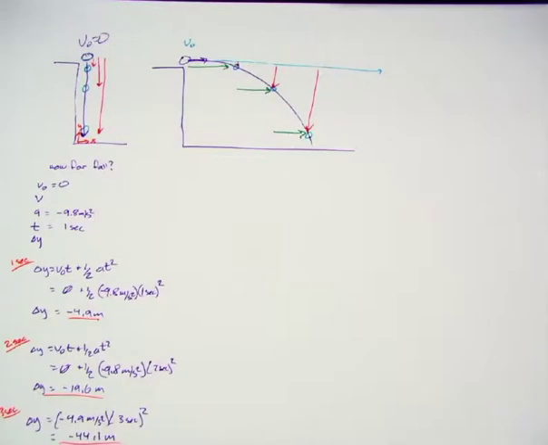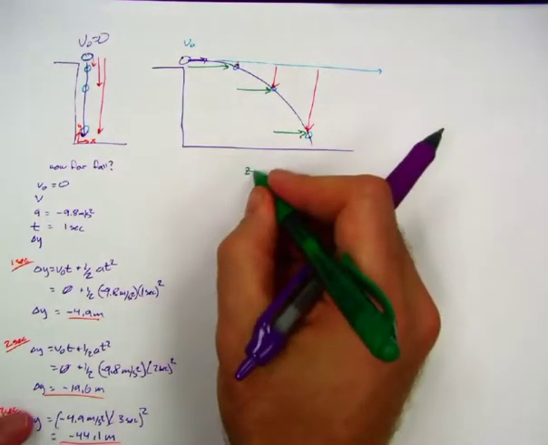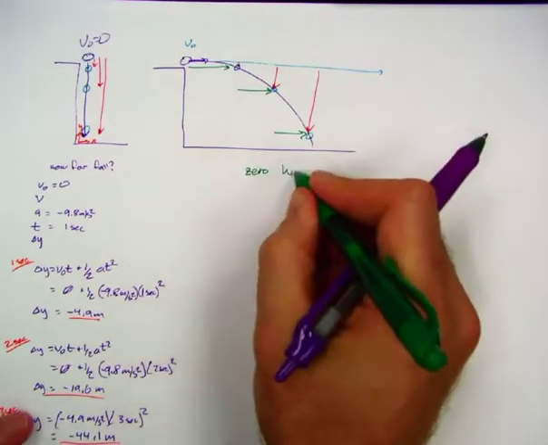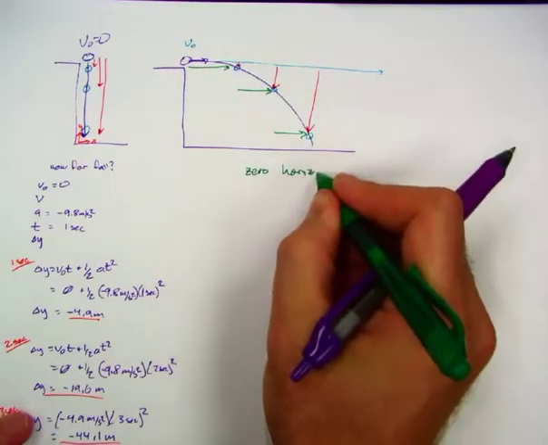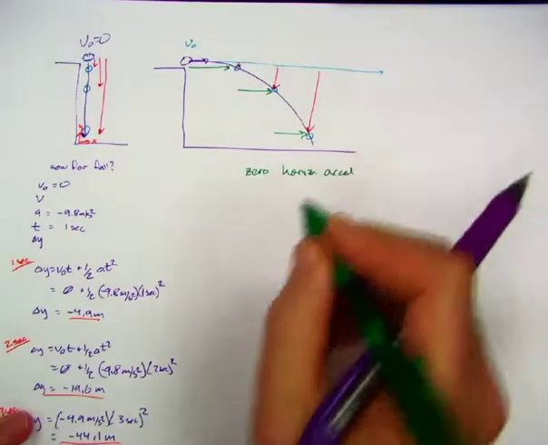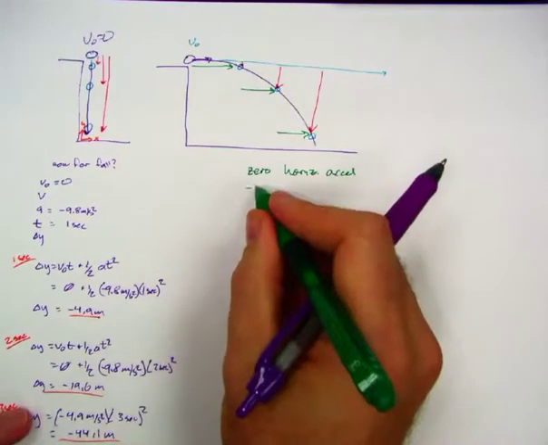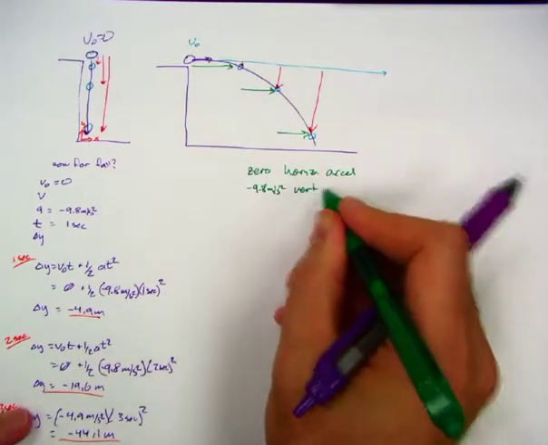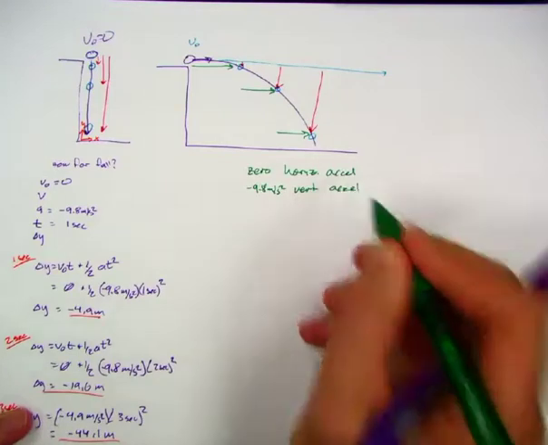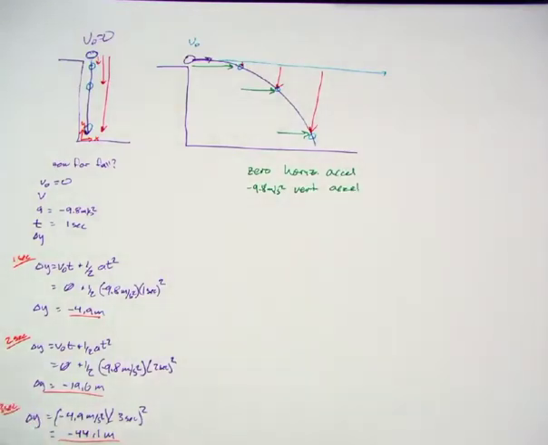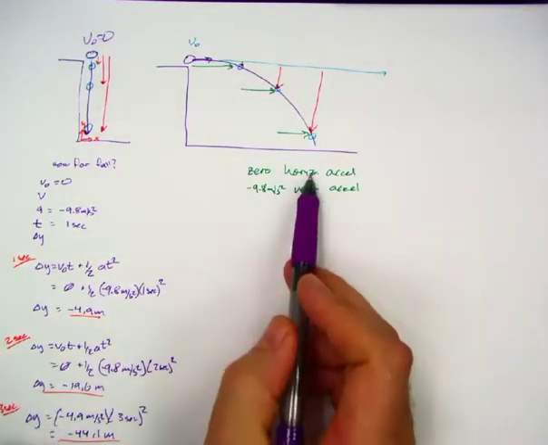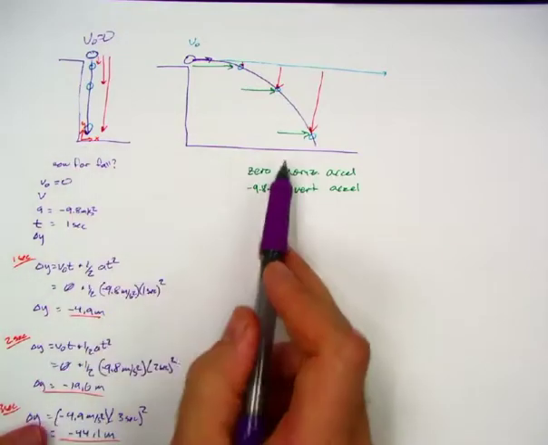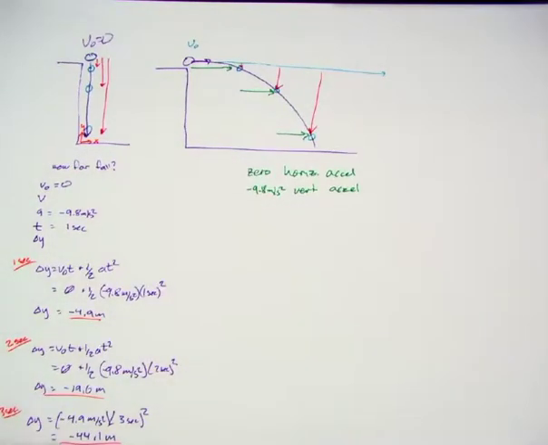There is no acceleration. So there is 0 horizontal acceleration, and there is negative 9.8 meters per second squared vertical acceleration, right? So the difference is, if there's 0 horizontal acceleration in both of these cases, it can't speed up or slow down in the horizontal direction.